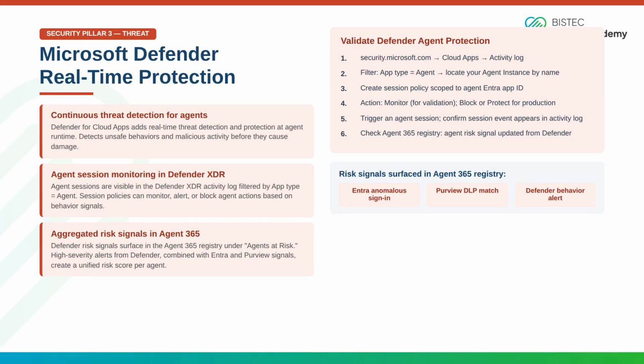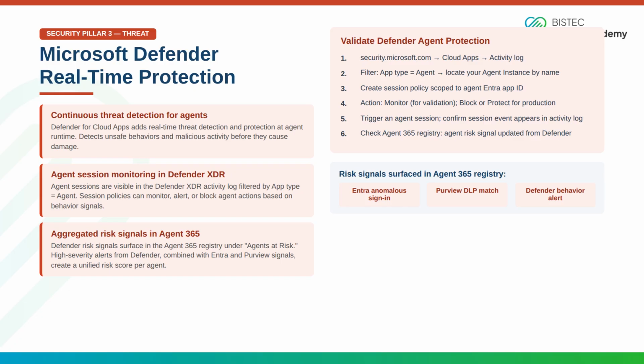The third security pillar is real-time threat protection, delivered through Microsoft Defender for Cloud Apps. Defender adds continuous runtime threat detection at the agent session level. It detects unsafe behaviors and malicious activity while the agent is actively operating, before damage is done, not after. This is the layer that catches things DLP and Entra cannot: runtime exploitation, prompt injection attempts, unusual data exfiltration patterns.